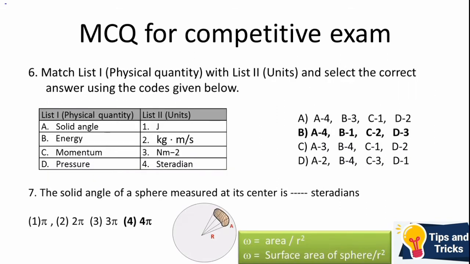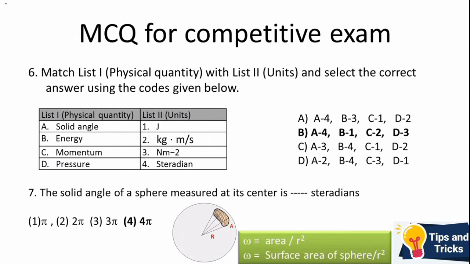So now the question number 6. Match the list 1 with list 2. So the list 1 contains physical quantities, list 2 contains units. Select the correct answer using the codes given below. So in the list 1, the physical quantities given are solid angle, energy, momentum and pressure. So in the list 2, the units given are joule, kg meter per second, Newton per meter square and then steradians.